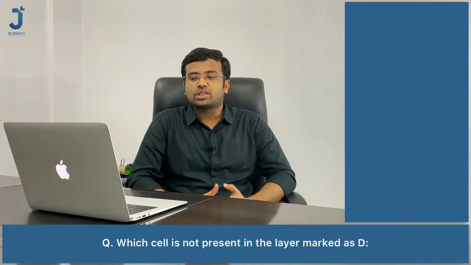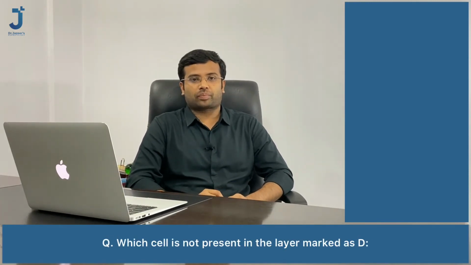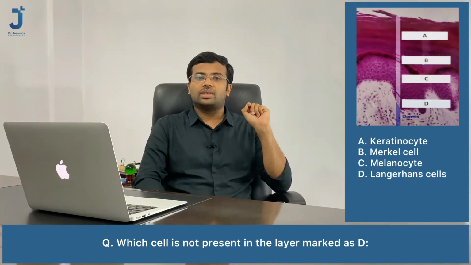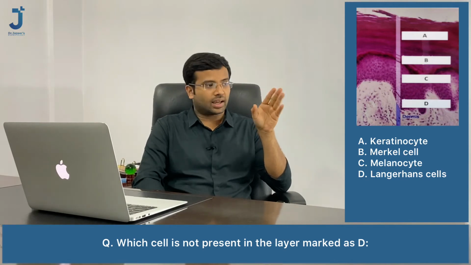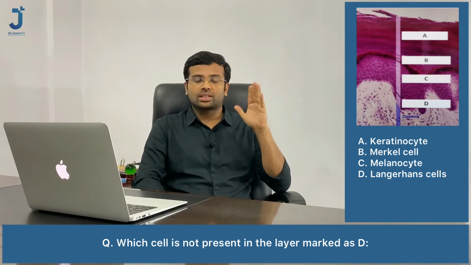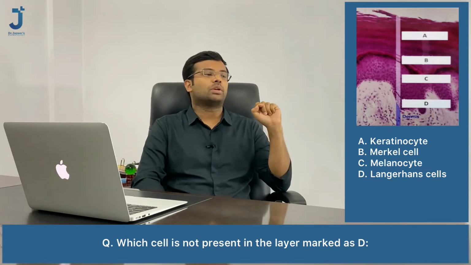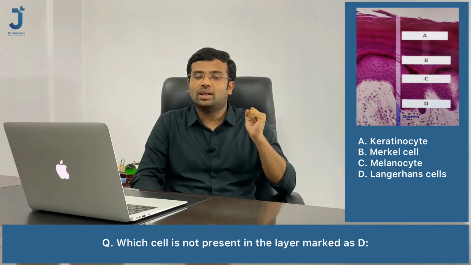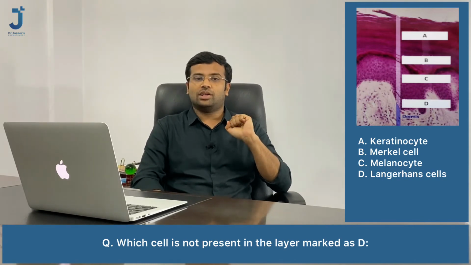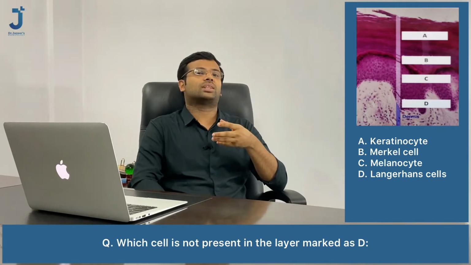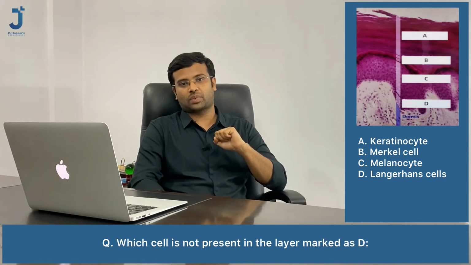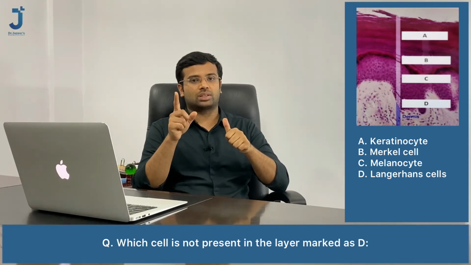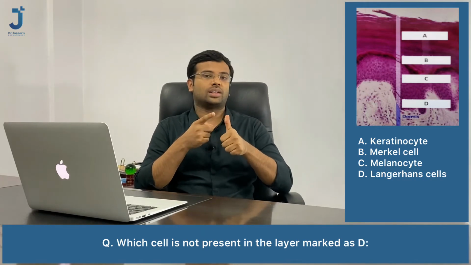Which cell is not present in the layer that is marked? You can see the entire layers of the epidermis, and the layer that is being marked is the lowermost layer. What is the name of the lowermost layer of the epidermis? The name is stratum basale. Do you remember what cells are seen in the stratum basale? All of us know that 90% of the cells of the epidermis are keratinocytes, so keratinocyte is definitely seen.